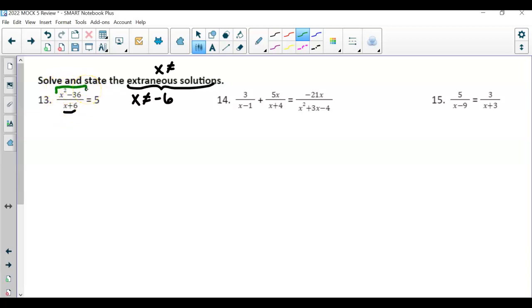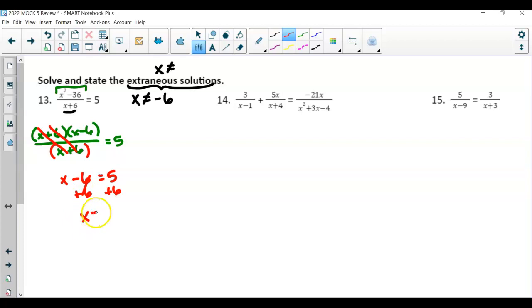So I'm going to always look to see if I can factor, which in this case, I have the difference of 2 perfect squares. So that's x plus 6 times x minus 6 over x plus 6, which is equal to 5. Now, what do you notice I could do here? Well, I can cancel out the x plus 6. Now I'm just left with solving x minus 6 is equal to 5. Now just solve for x. Add 6, both sides, and x is equal to 11.